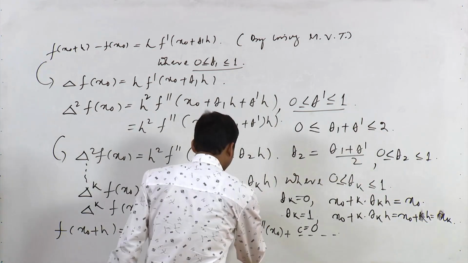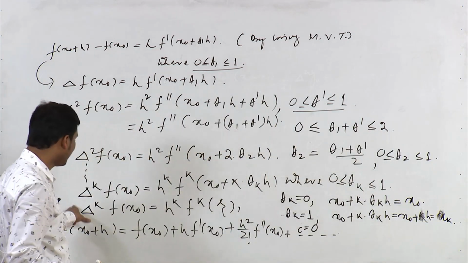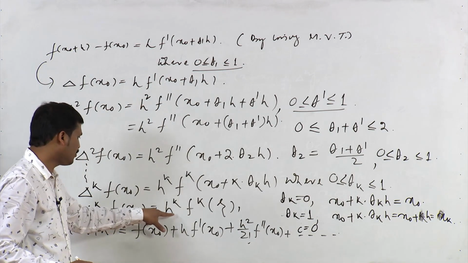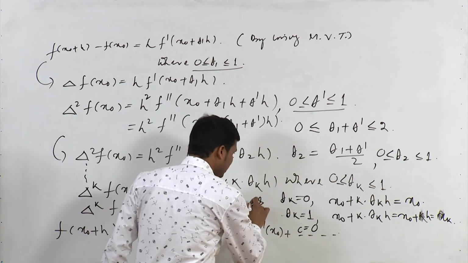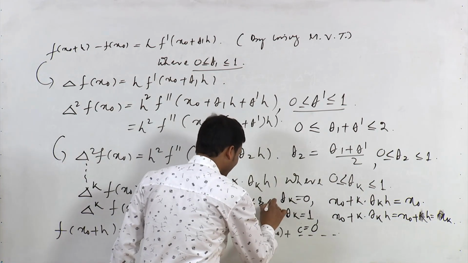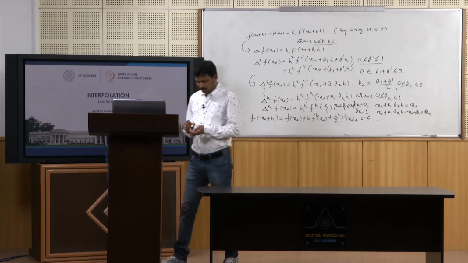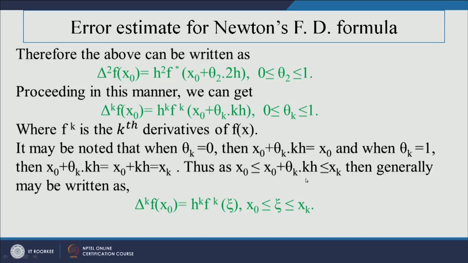So that is why we can say that if we express delta to the power k f of x0 in the form of h to the power k f to the power k of zeta, then zeta should lie between x0 to xk here. So these things you can clearly visualize here also, that if x0 plus theta k into k h lies between x0 to xk, then generally it may be written as delta to the power k of f of x0 equals h to the power k f to the power k of zeta, zeta should lie between x0 to xk here.